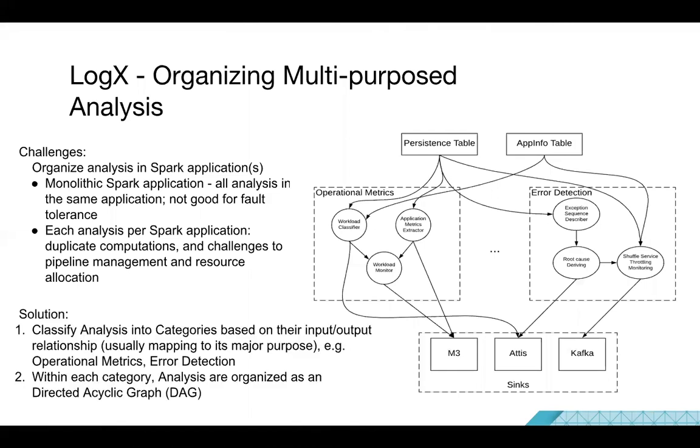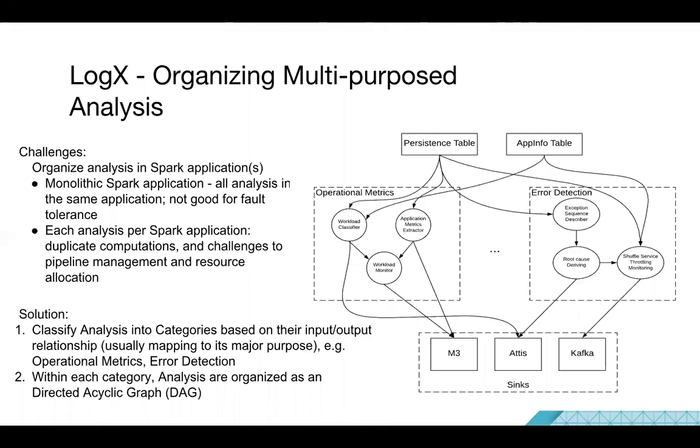So our solution here is to classify analyses into different categories based on their input and output relationship. And this input and output relationship usually maps into their major purpose. For example, in this example, we have two categories. First is operational metrics. It essentially tracks some metrics from our logs. And we have another category which is called error detection. It just applies analysis over the error or warning level logs to get some insights.